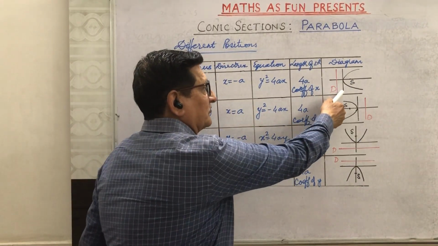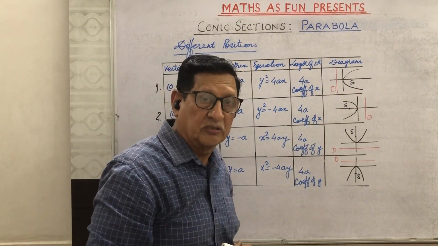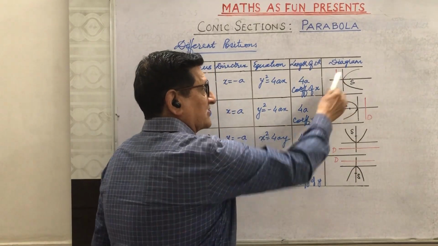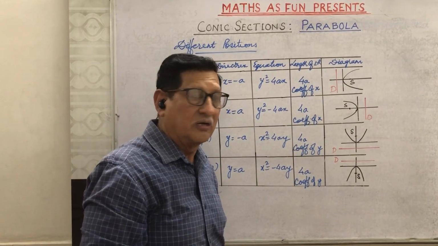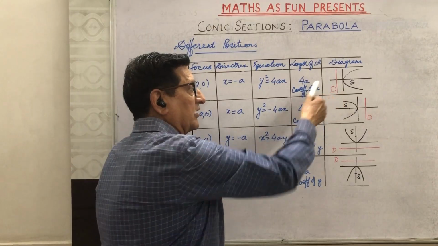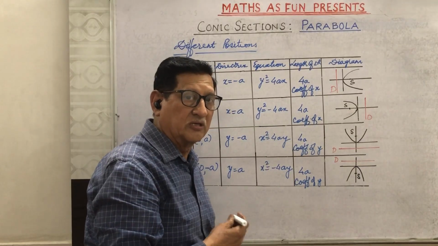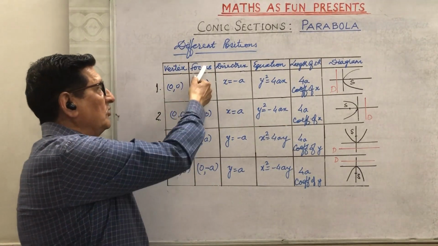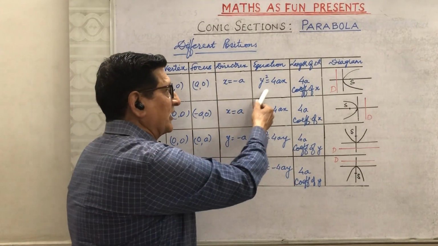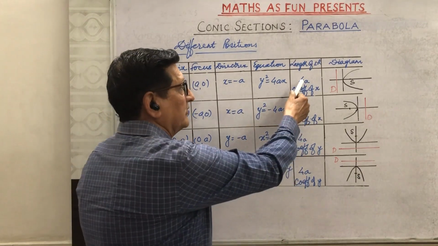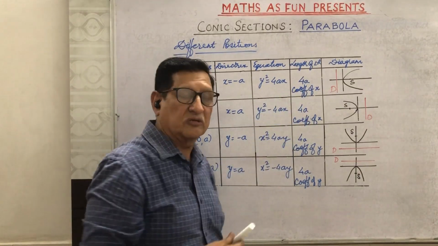See, this is the standard form of the parabola, in which the axis of the parabola is along the x-axis. The focus is S, that is a comma 0. The vertex in all the cases will be at the origin, and the directrix here is on the negative side of the x-axis, which comes as x equal to minus a. So here we have vertex 0, 0, focus a comma 0, directrix x equal to minus a. The equation of the parabola is y square equal to 4ax, and 4a is the length of the latus rectum. We can understand that this is the coefficient of x in this equation.